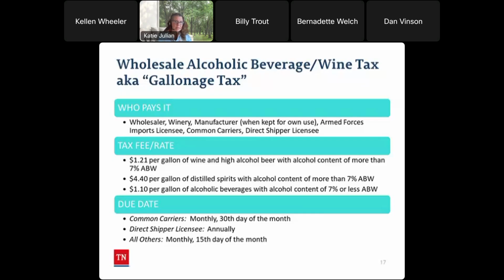So you see here the tax fees and rates and due dates. Won't go over all of those right now because you can see them right there in front of you. And for the sake of time, we'll just go ahead and move along here to the next slide.